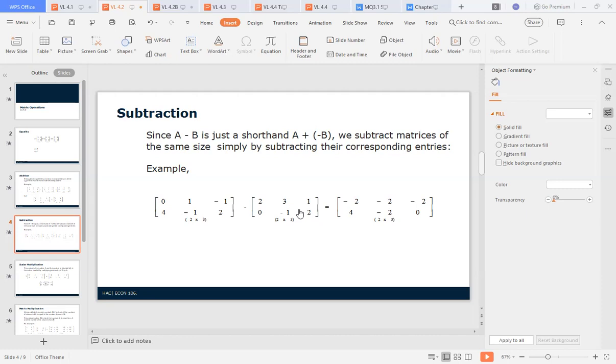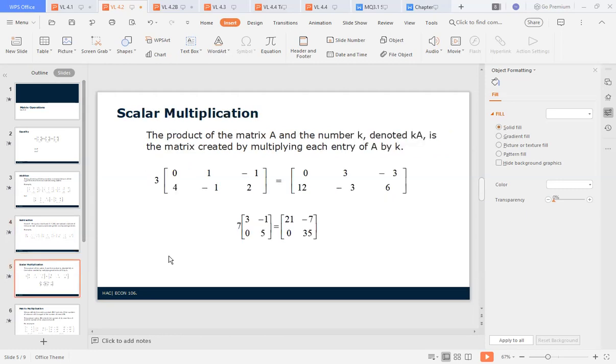Now, if there's no question about these two operations, let's proceed to multiplication. The thing about multiplication is that you need to remember there are two kinds. They're different. In multiplication, we have scalar multiplication, and we also have matrix multiplication. Let's go to scalar, class.